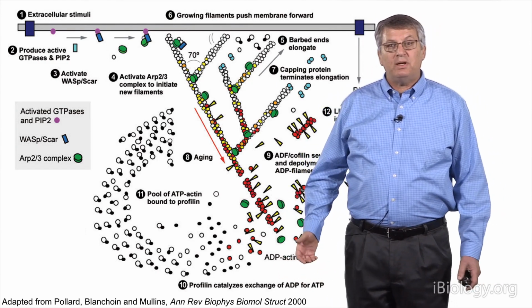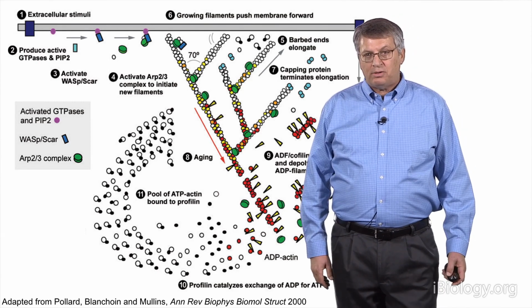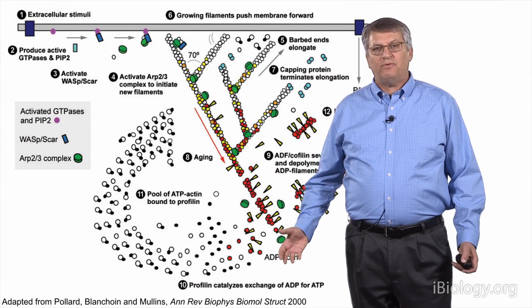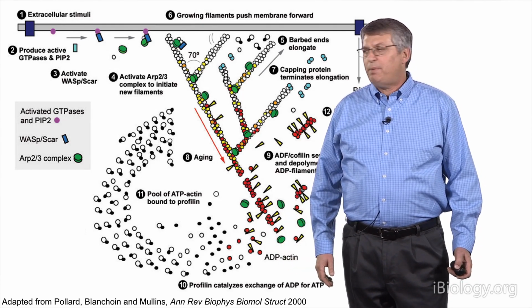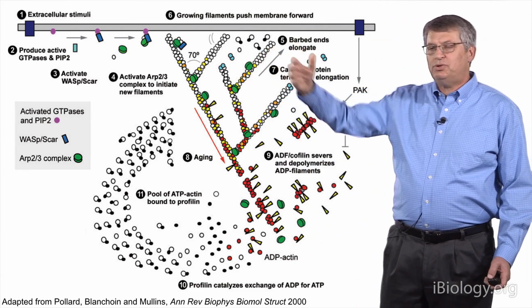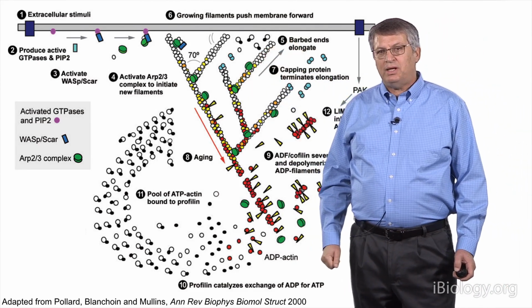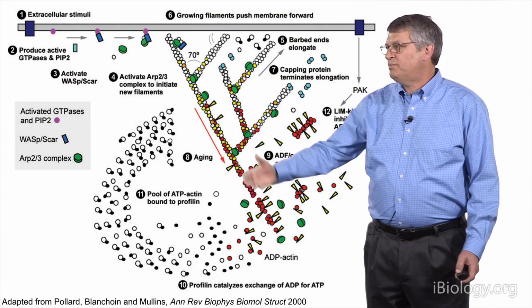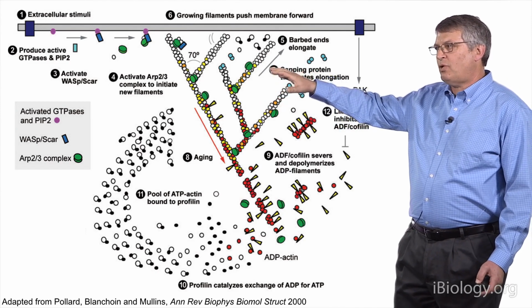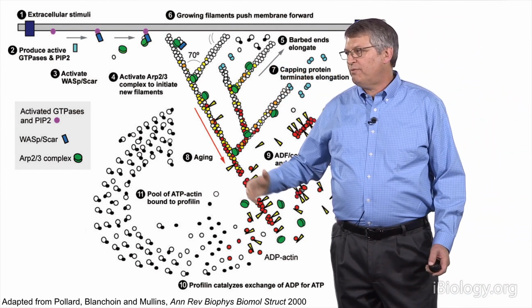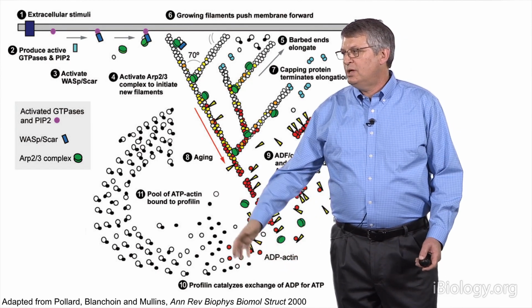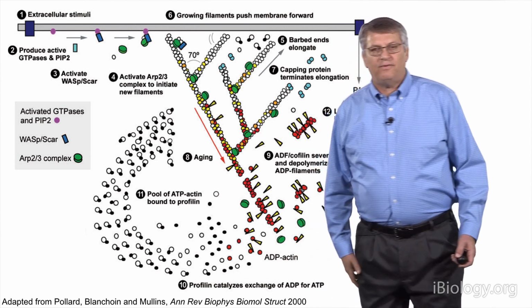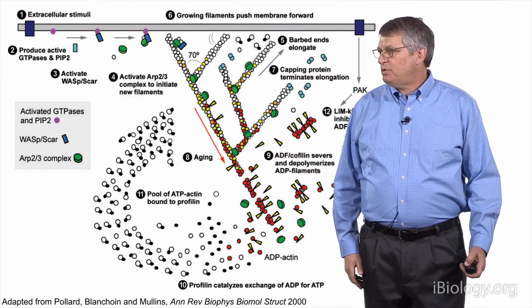And this diagram was made by Dyche Mullins when he was in the Pollard lab, and it really beautifully summarizes the key events in this process by which the ARP2/3 complex nucleates actin filament assembly, and then the filaments age over time and get disassembled. They get capped as they're growing, which is important for force generation by capping protein, and then they get recycled back for new rounds of actin assembly by the ARP2/3 complex.